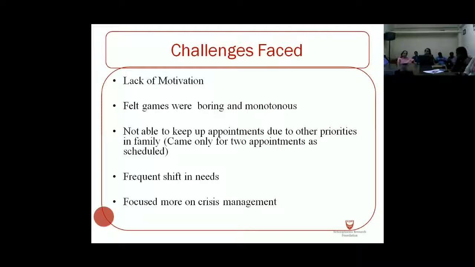Also, sometimes the client would come with different crisis situations, and would expect the therapist to address those crisis situations. And always the cognitive retraining took a backseat. So there was always a frequent shift in the needs, and the focus was more on crisis management.